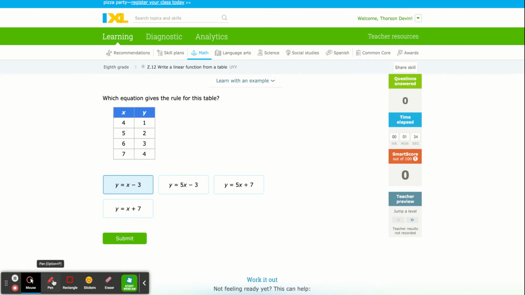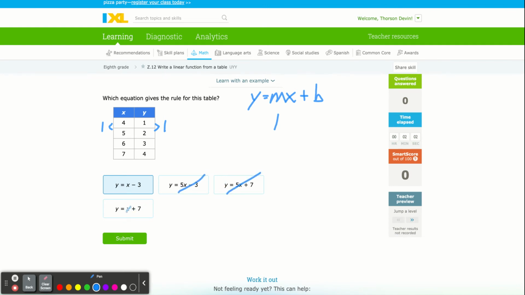I recommend what you do is you actually try to find the slope. What I mean by the slope is you're going to find the change in x, which is 1. You're going to find the change in y, which is 1. That tells us my m value for my simple linear equation of y equals mx plus b. My m value is 1. So I know that I couldn't have this one or this one. It'd either be the first or the last one.